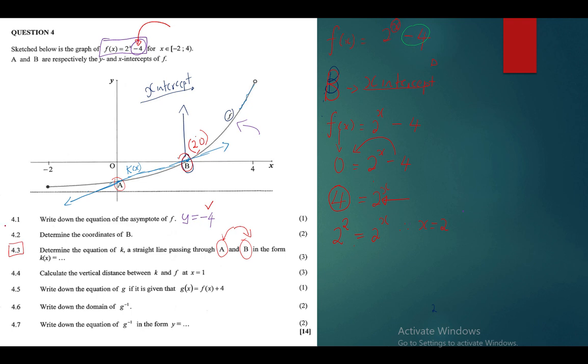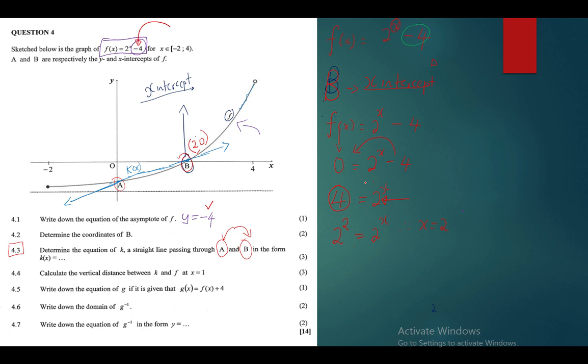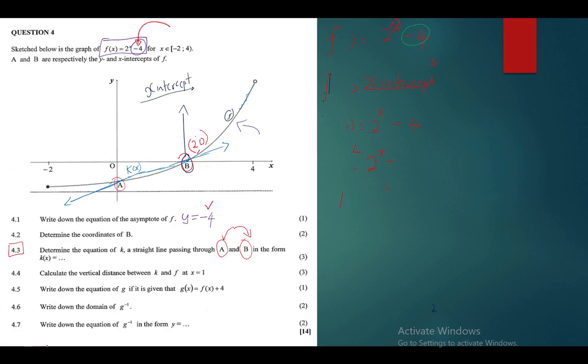So they want to know the equation of a straight line. We know the coordinates of B. Remember, the straight line is passing through A and it's also passing through B. We know the coordinates of B is 2 and 0. So we need to find the coordinates of A. For us to know the equation of a straight line passing through A and B, we need to find the coordinates of A.